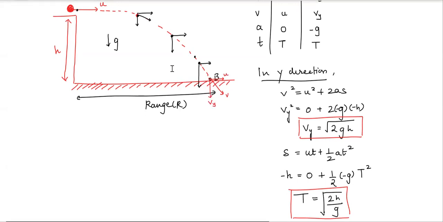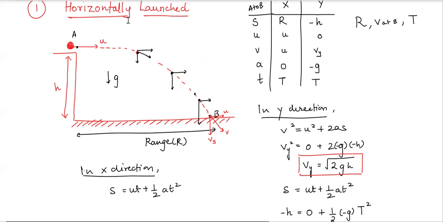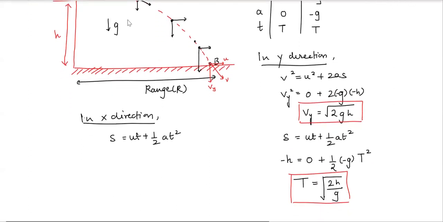Now, if I want to find the range, I need to take the X direction. In the X direction, I can take S equals UT plus half AT squared. Since acceleration in the X direction is 0, as you can see from the table, the displacement is R, the initial speed is U, and the time is T. So this can be written as U times what we have just found, the square root of 2H by G. So this will give us the range as well.